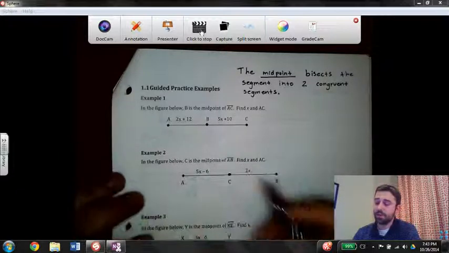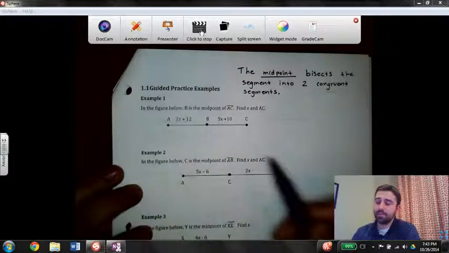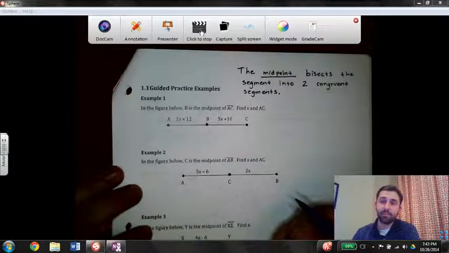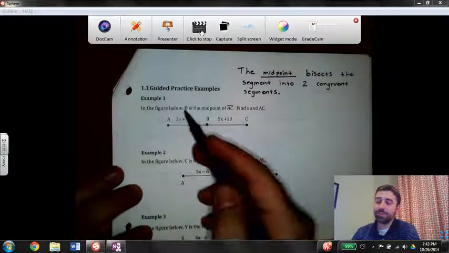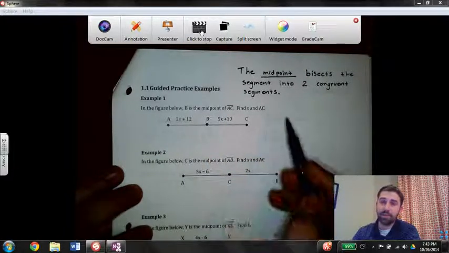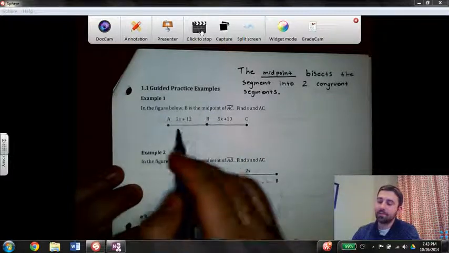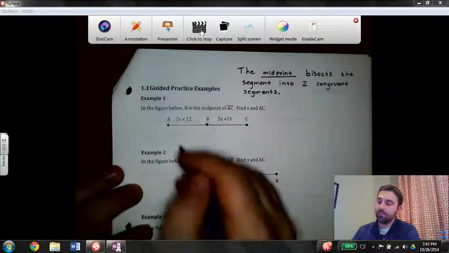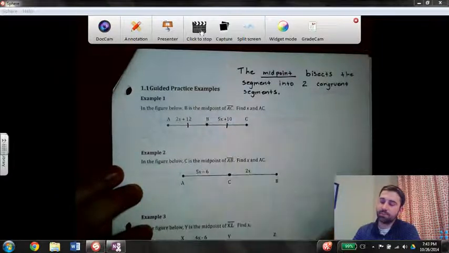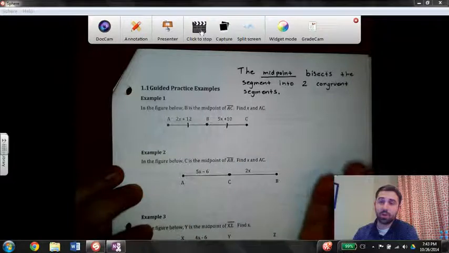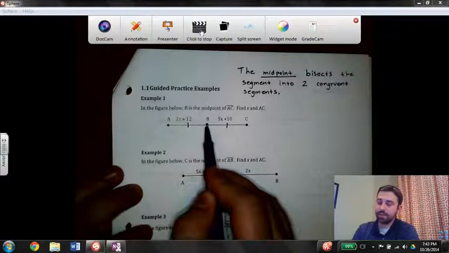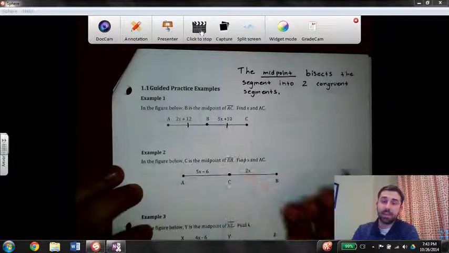So looking at example 1, in the figure below, B is the midpoint of segment AC. And using this information, it asks us to find x and then the length of AC. So if B is the midpoint, we can mark this segment AC with a little tick mark showing congruence. So this shows us that AB is congruent to BC, which makes B the midpoint.